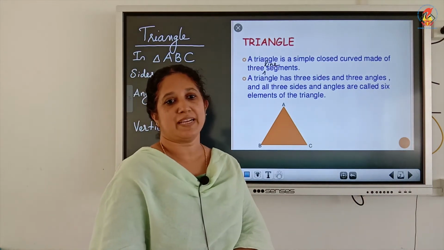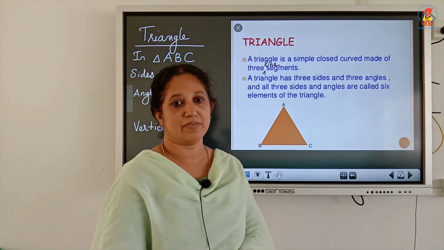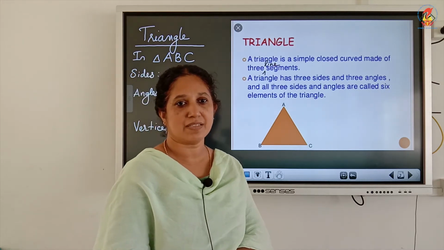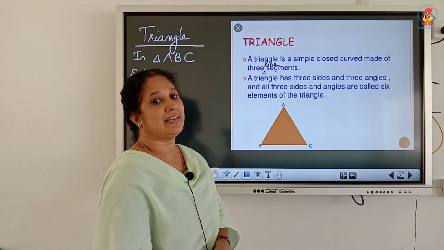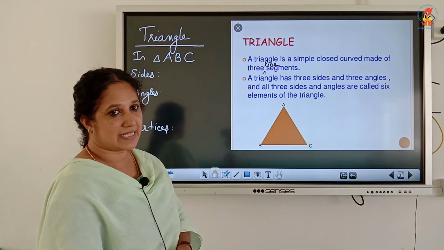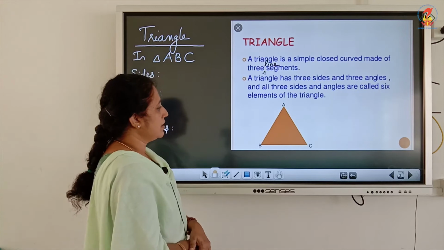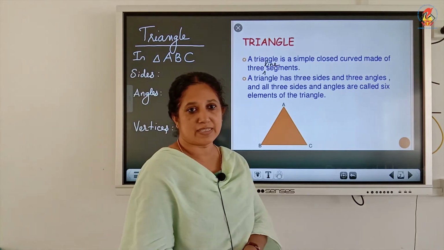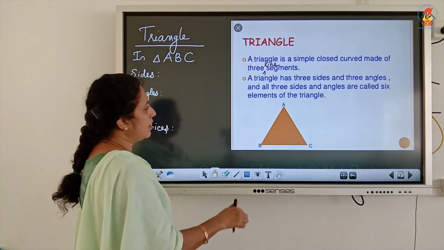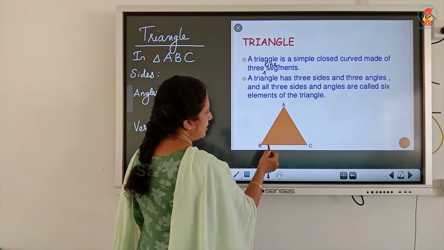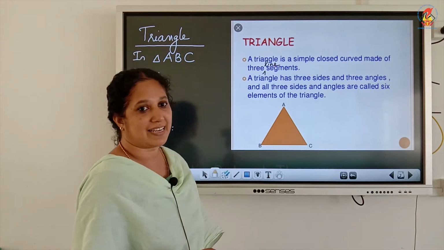Now, what is meant by a triangle? You have already learned. A triangle is a polygon with 3 sides. That means a triangle is a simple closed curve made of 3 line segments, and it has 3 vertices, 3 sides and 3 angles. Now look at this figure, triangle ABC, and here this triangle is made up of 3 line segments.